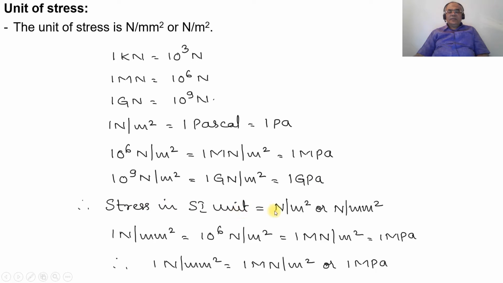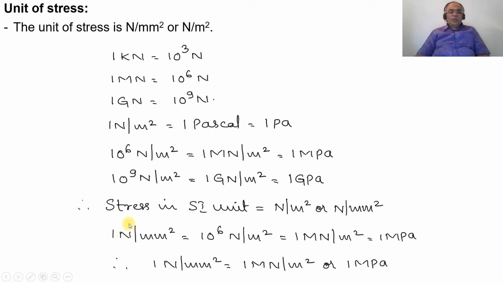Stress in SI unit is measured in Newton per meter square or Newton per mm square. 1 Newton per mm square is equal to 10 to the power of 6 Newton per meter square. How? 1 mm is equal to 10 to the power of minus 3 meters, so 1 mm square is equal to 10 to the power of minus 6 meter square. When it is taken into the numerator, it becomes 10 to the power of 6 Newton per meter square, which is equal to 1 meganewton per meter square.